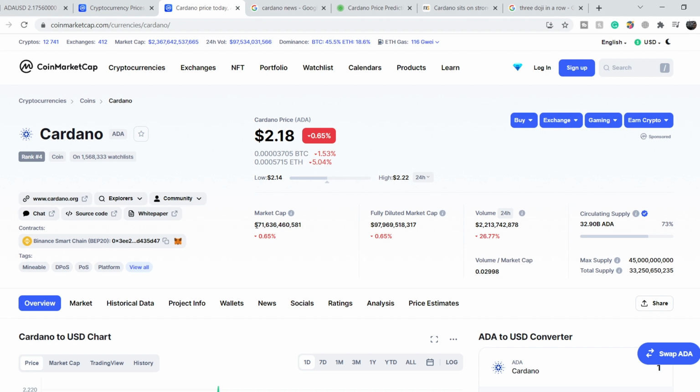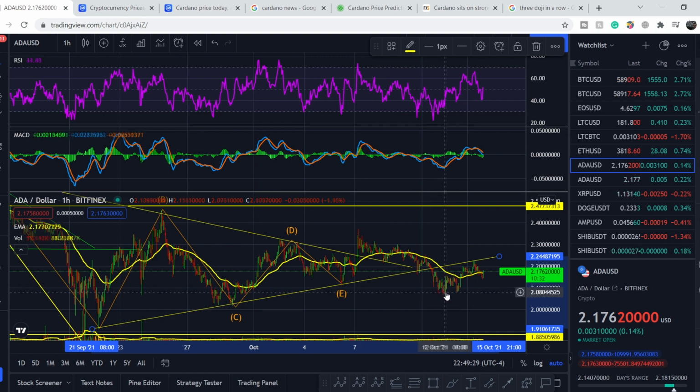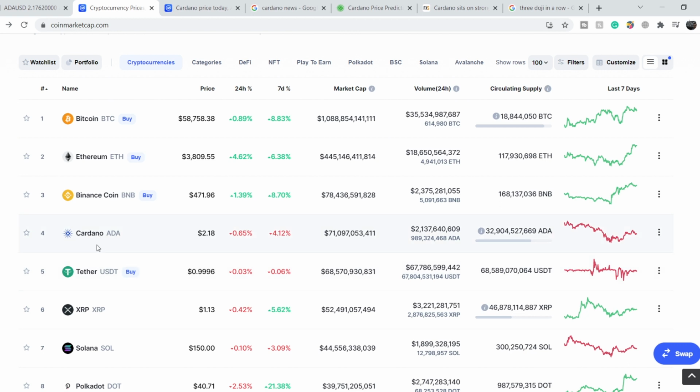For now it has a total market cap of $71.63 billion, and it's down about 0.65%. By the way, as you can see, Cardano previously was in 3rd place, and for now it is in 4th place. But recently, when we were slightly below the $2 price point, Cardano was even in 5th place, below Tether. And there is nothing special about these movements, it's just a matter of Cardano moving from 5th place to 3rd one, and vice versa.